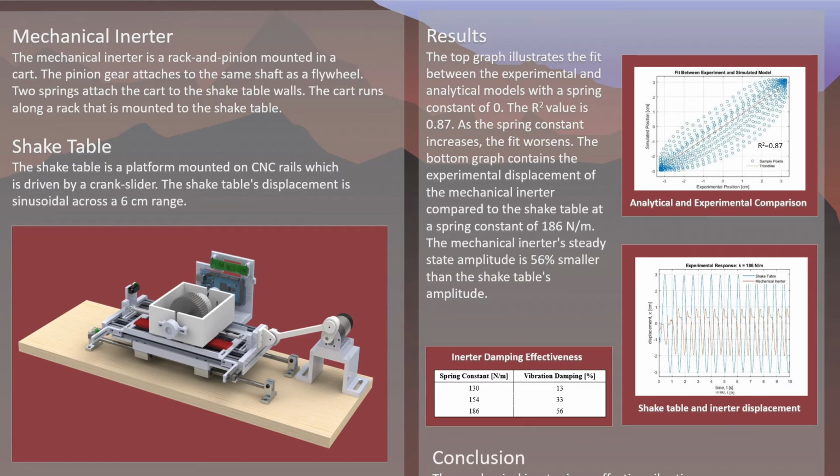The plot on the bottom right shows the experimental response for a spring stiffness of 186 newtons per meter for both the shake table and the mechanical inerter. The shake table displacement over time is shown in blue, and the mechanical inerter displacement over time is shown in orange. Note that there is a slight lag in the mechanical inerter response, but that it is 56% smaller than the shake table response, meaning it reacted as was to be expected.